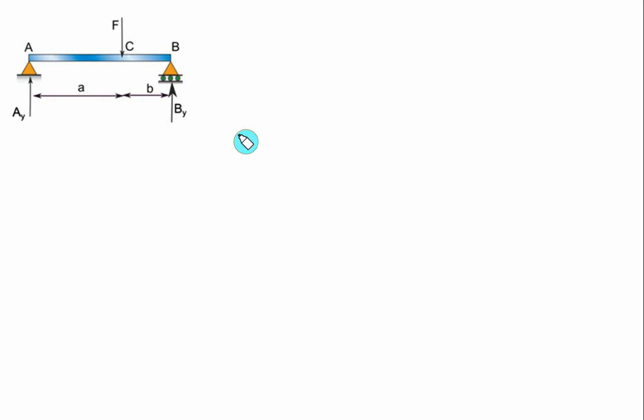We have given here one simply supported beam of length equal to L. One support is at A, the other support at B, and the load is acting from the left support at distance equal to A and from the right support at distance equal to B. We have to find out here what is the strain energy U.